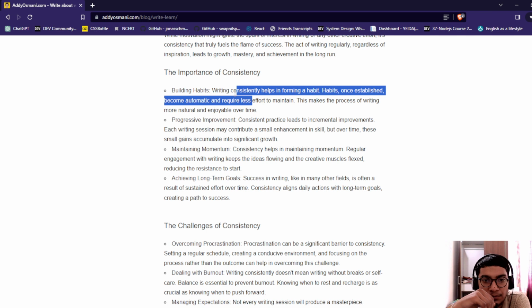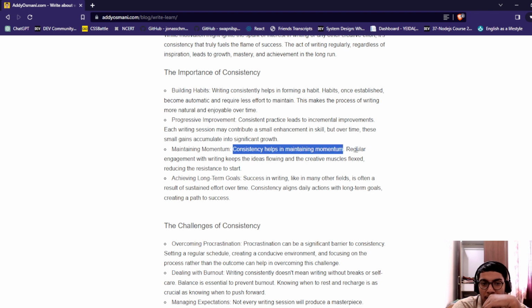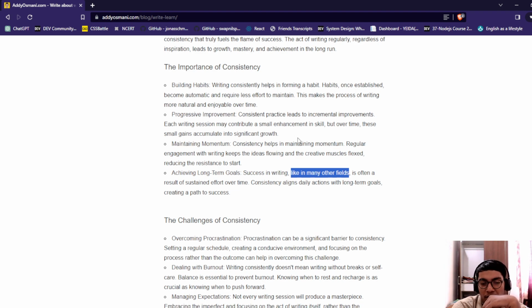Progressive improvement: consistent practice leads to incremental improvement. Each writing session may contribute a small enhancement in skill, but over time these small gains accumulate into significant growth. Maintaining momentum: consistency helps in maintaining momentum. Regular engagement with writing keeps the idle from setting in, creating muscle memory and reducing the resistance to start. Achieving long-term goals: success in writing, like in many fields, is often the result of effort sustained over time.